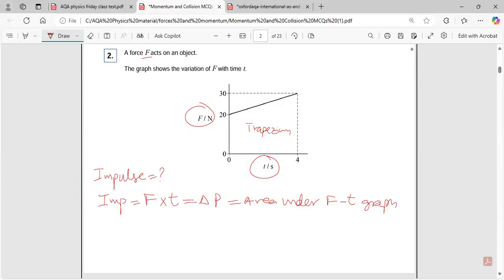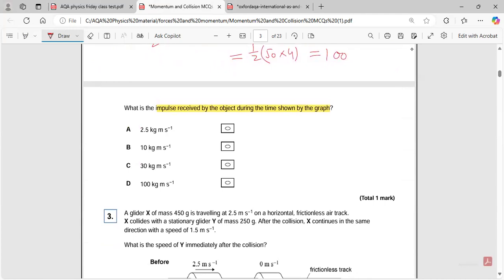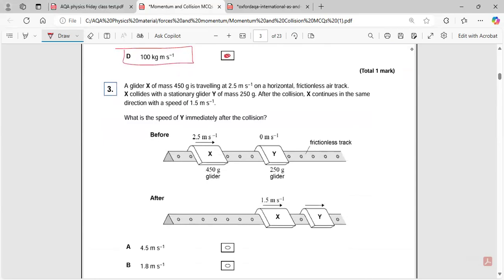So what you have to do is find the area. This is 1/2 sum of parallel sides into height. The first parallel side is, let's say, this one, and the second parallel side is this one. Either way is fine. And the distance between them is the height. So we say it is 1/2, 20 plus 30, into 4. So 1/2, 50 into 4, so the answer is 100. So your answer is this 100. Okay, moving forward to question number 3.